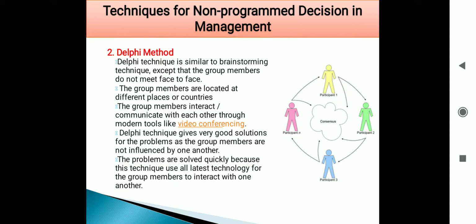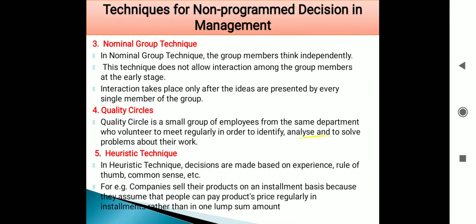Next we have the Delphi method. The Delphi method is similar to brainstorming. The only difference is that the group members do not meet face to face. They may be sitting in different parts of the country or different parts of the world, and they interact with the help of new technological methods like video conferencing. The Delphi technique also gives a very good solution because the group members are not influenced by one another, and the problems will be solved quickly because it employs the newest technology.